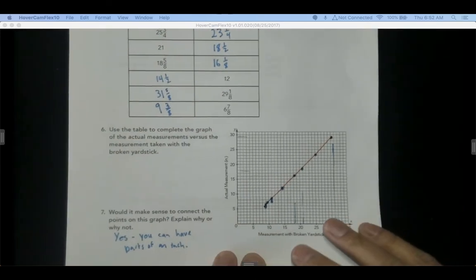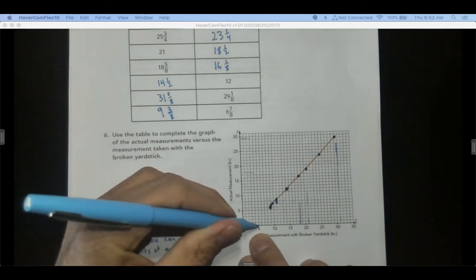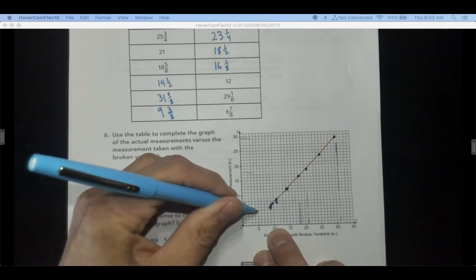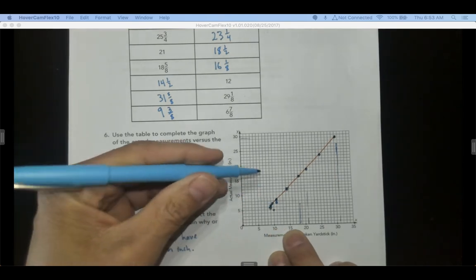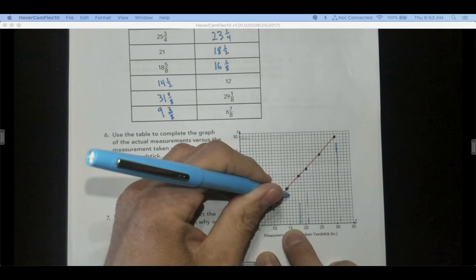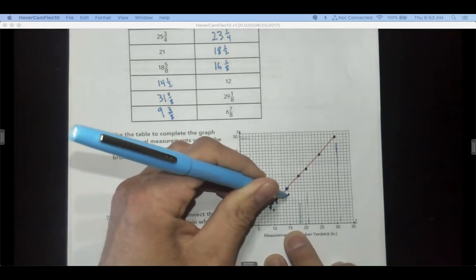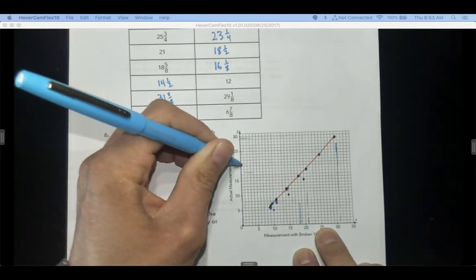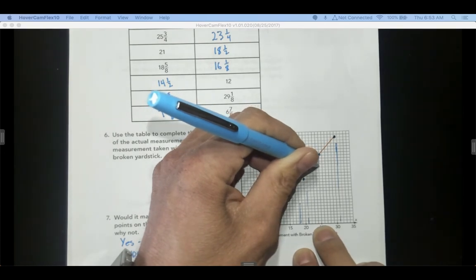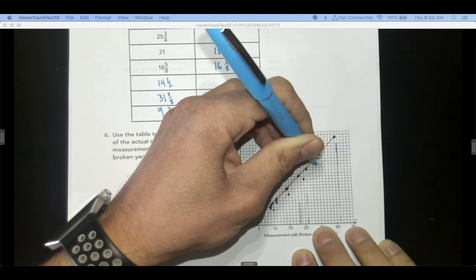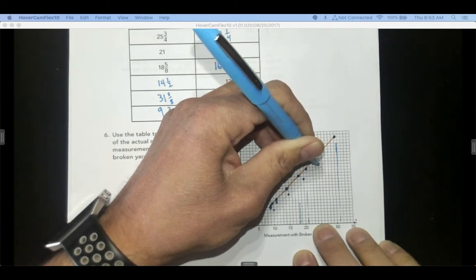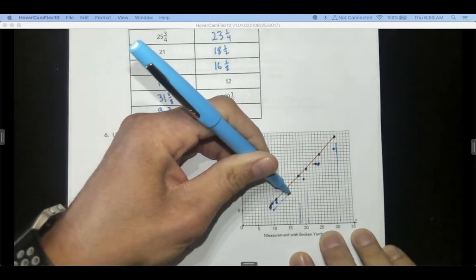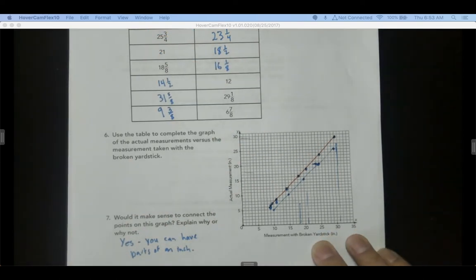Okay, so if I go back to the previous page, on the broken yardstick, if it measured 5, it would be the same as 0. If it measured 10, it would be the same as 5. If it measured 15, it would for real be 10. 20 would be 15. 25 would be 20. 30 would be 25. And so my line would be below the other one.